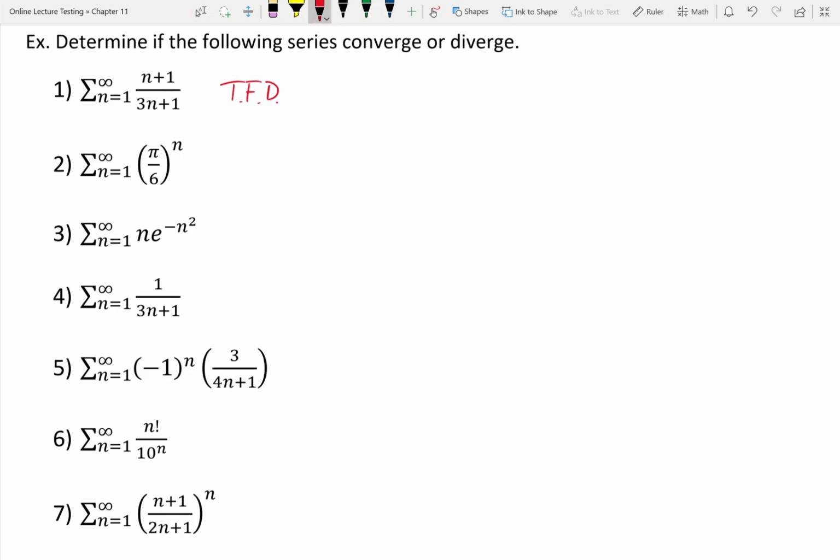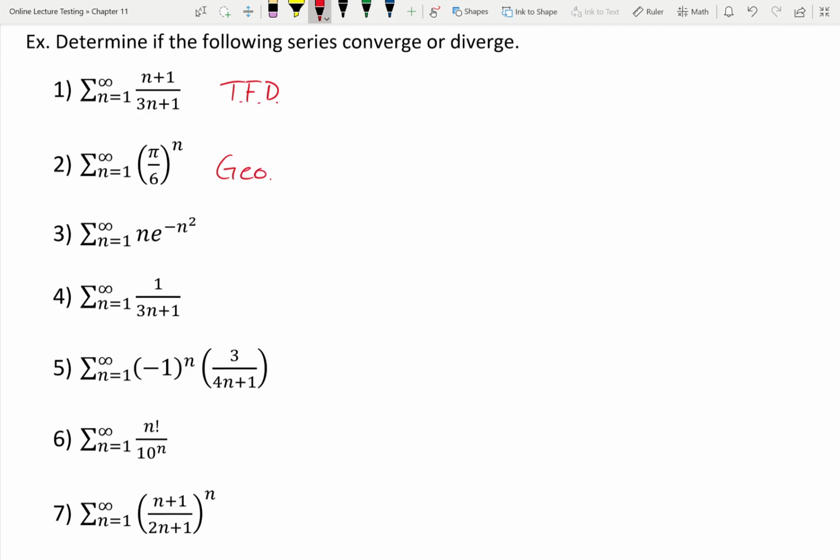for this one. Okay. For this next one, I see pi 6 to the nth power. All right, since the base is staying the same, but its power is changing, that leads more to be a geometric series.